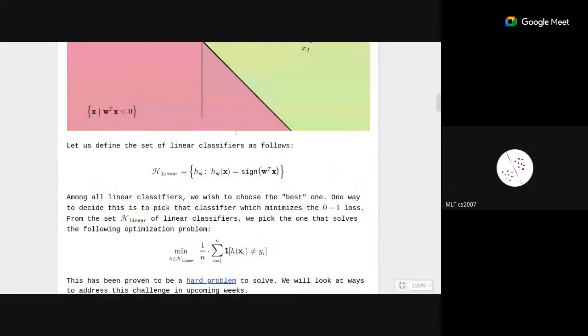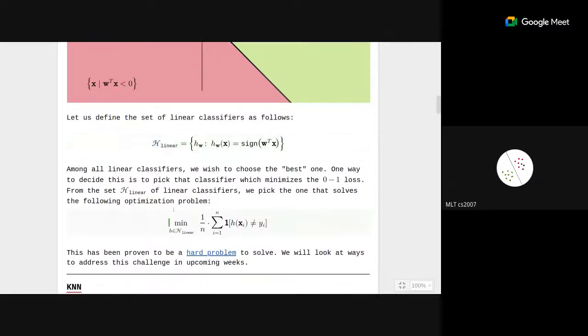Okay, so now once we have defined what one linear classifier is, the next question that we ask is, let's consider all possible linear classifiers and put them in a set. And that's what this H linear is. You put every possible linear classifier inside a set. Now we are going to ask a question in classification similar to the one we asked in regression. In regression, we asked what weight vector will minimize the sum of squared errors. Here we are asking what weight vector will minimize the 0-1 loss. It's the same kind of question, but the loss we are using is different.